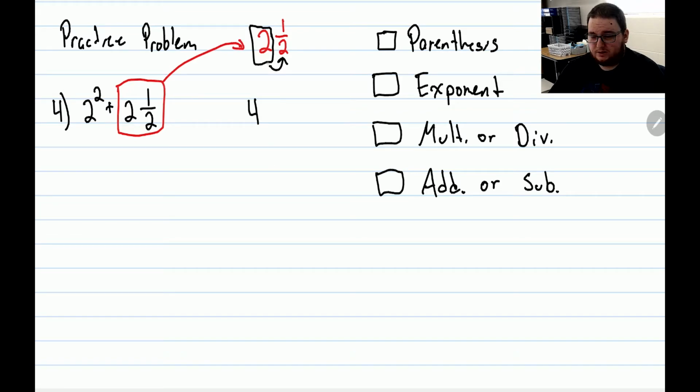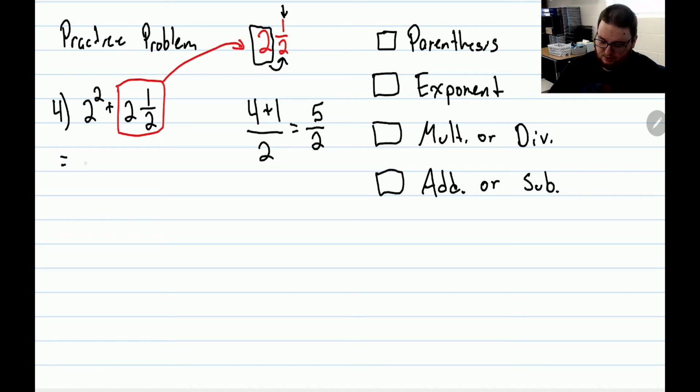And then what we have to do is add whatever is on top of the fraction. So in this case we have a 1, so we're going to add 1. And then we're just going to add whatever was on the bottom of the fraction. And by add it, I mean we're going to put it over whatever was on bottom. So 4 plus 1 gives us 5 over 2. So this mixed fraction, 2 1/2, changes into 5 over 2, or 5/2.